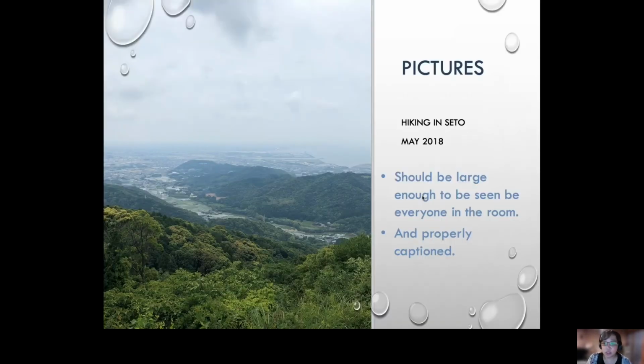If you're using pictures, photos must be large enough for everybody to see, and it has to be properly labeled or captioned if it's a photograph. If it's just graphics for decoration, you don't really have to caption it. But if it's a photo, people should know what is going on. Like this is a view from Seto when people went hiking.